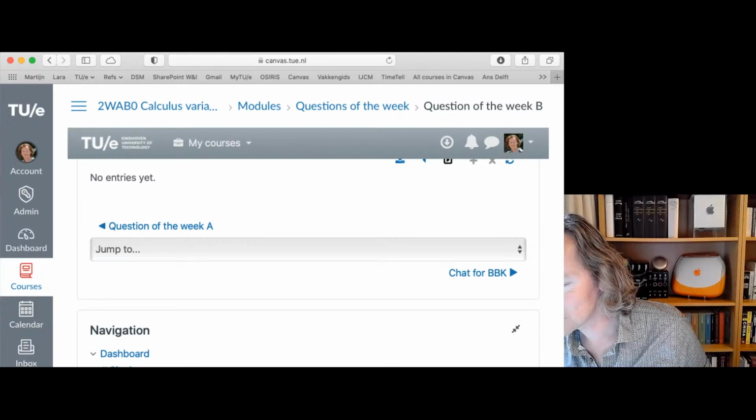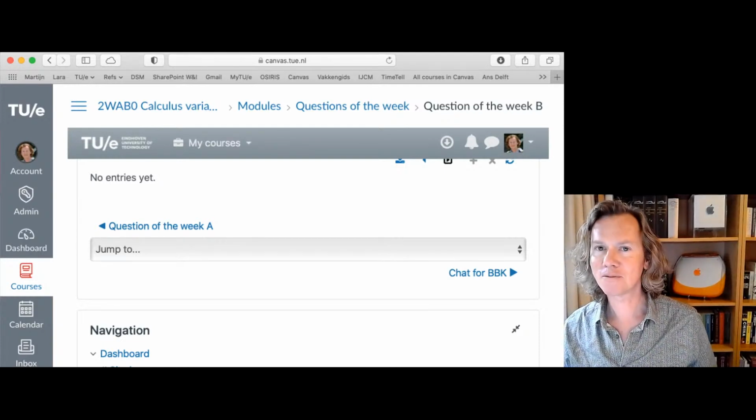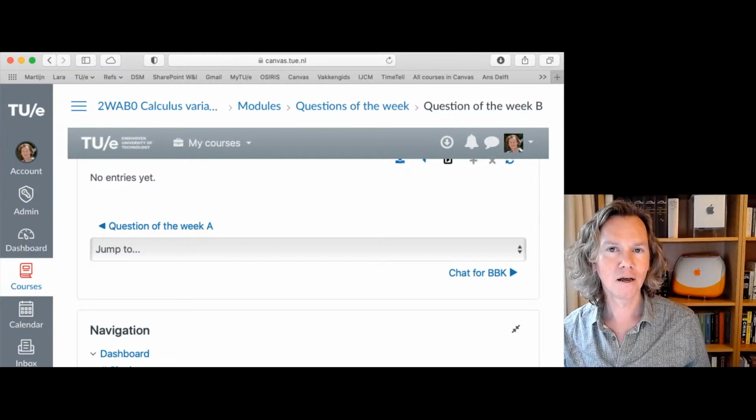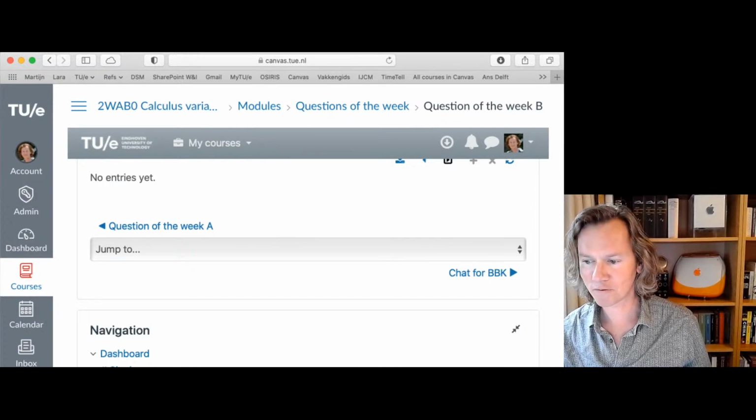Is it possible to do the midterm test in the time slot of Bouwkunde? In principle, not. It's the same course, only if you have a very strict reason for it. Send an email to calculusabc@tue.nl. Maybe they will make an exception, but in principle you should take the test in the allotted time slot for you.